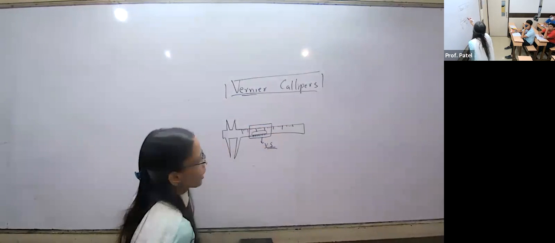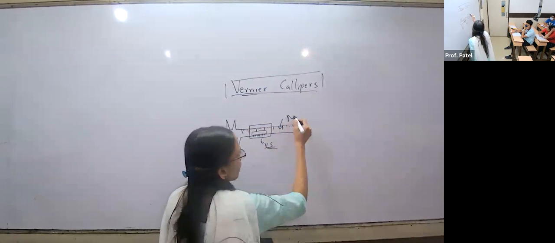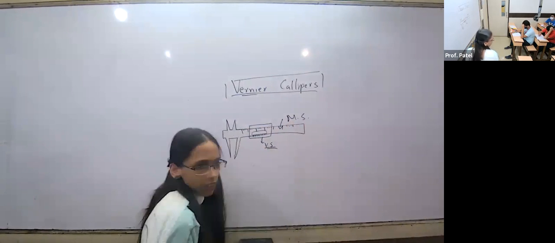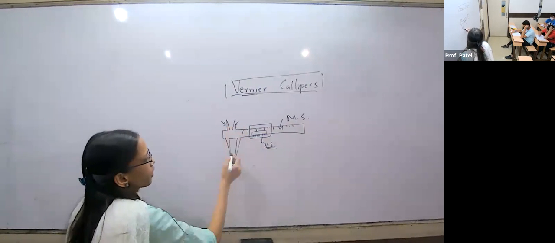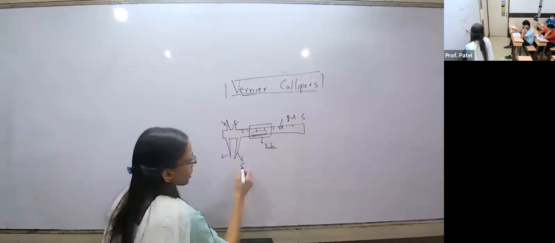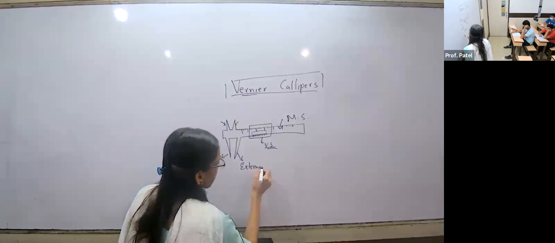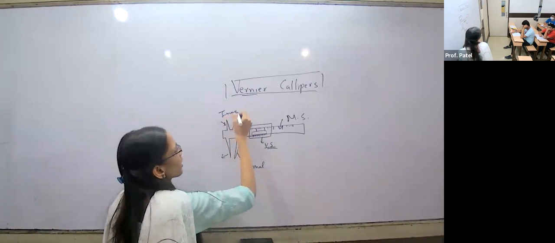This one is our normal scale, our ruler scale, so we call this the main scale. And this is the vernier scale. The main longer jaws are called external jaws. And these are the inner or internal jaws.